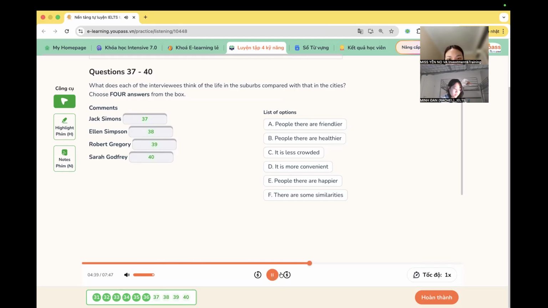It is like compared to life downtown. Jack Simmons is an office worker who lives in the western suburbs of London. Okay, that part I will go back to. Let's start from here.